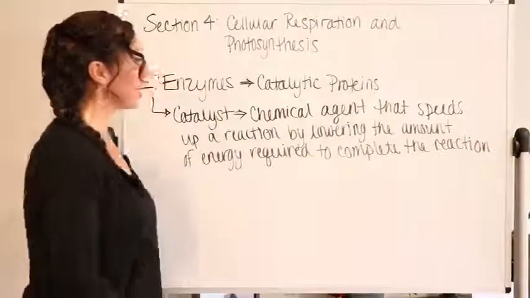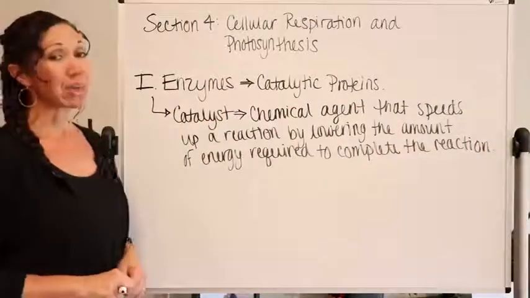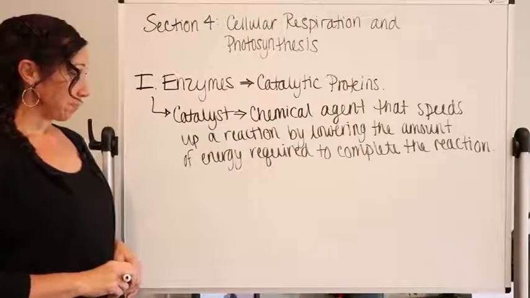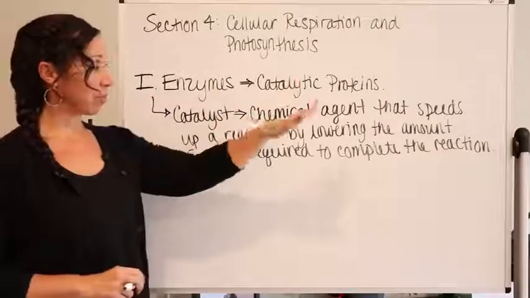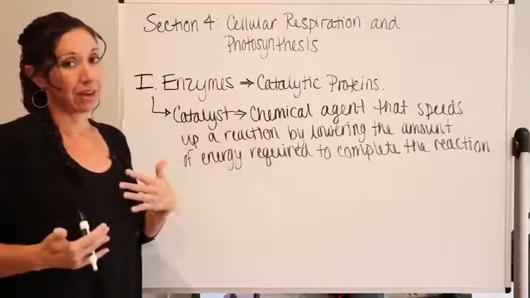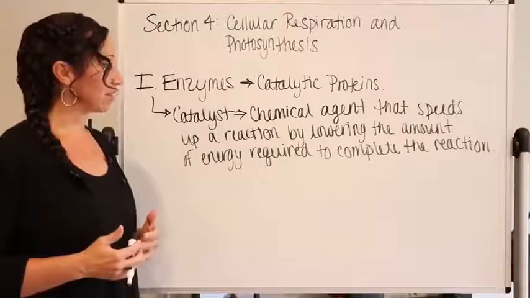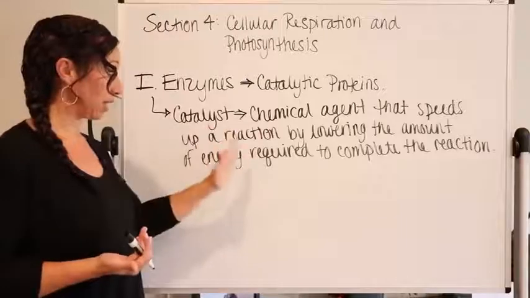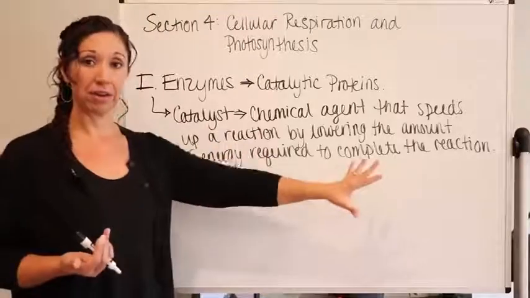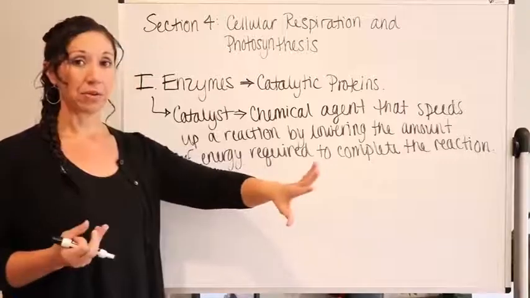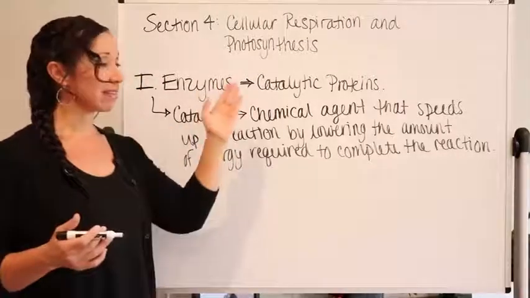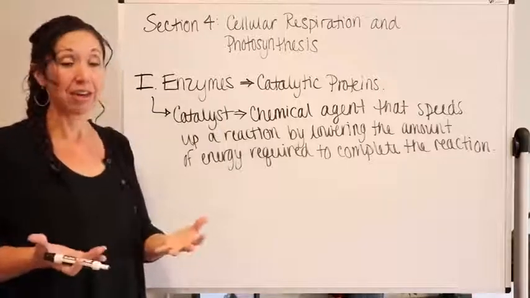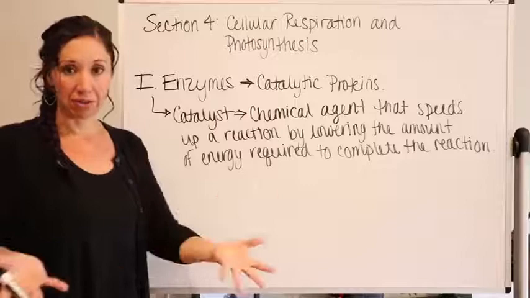So a catalyst is a chemical agent that speeds up a reaction by lowering the amount of energy required to complete the reaction. Now, if an enzyme is a catalytic protein, in this case we've got to kind of flip our understanding of this. So an enzyme is a protein that speeds up the reaction by lowering the amount of energy required to complete the reaction. And same thing as a catalyst, these enzymes, these catalytic proteins, do not get consumed in the reaction. They're going to stay there as long as their lifespan is determined by the cell.